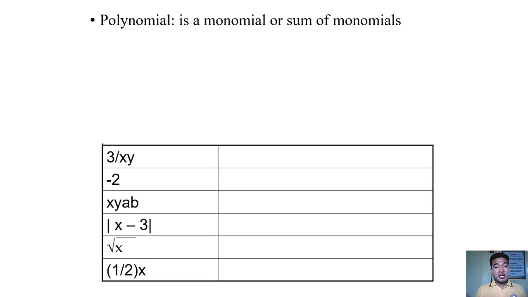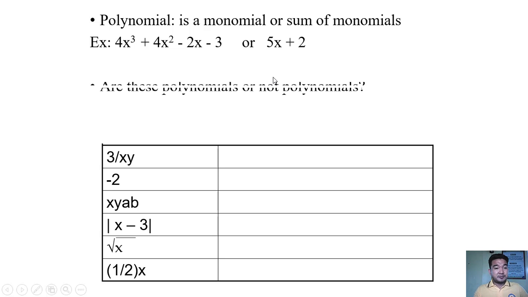Once again, polynomial is a monomial or sum of monomials. Examples of polynomials are 4x cubed plus 4x squared minus 2x minus 3. Pinagsama-samang mga monomials. Okay? Or pwede rin namang 5x plus 2. And take note that a monomial is also a polynomial. Are these polynomials or not polynomials? Let us take a look in here.